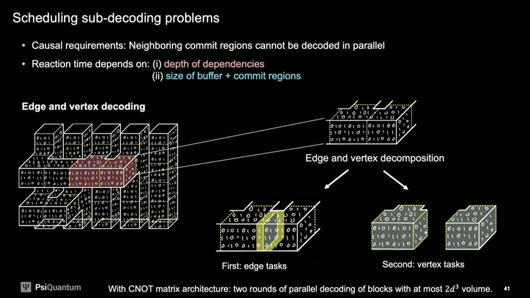Once you do these edge tasks, which can all be done in parallel because they're not neighboring, you then do the vertex tasks. So you're basically fixing the boundary conditions on all of these blocks, and then you can just decode them. And they can also all be done in parallel because they're all separated by a thin 2D sliver. So this is nice because the decoding tasks are small, and also there's only 1 round of communication between them. So this is the lowest reaction time that we could think of.